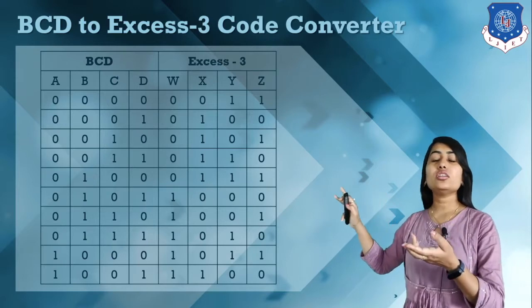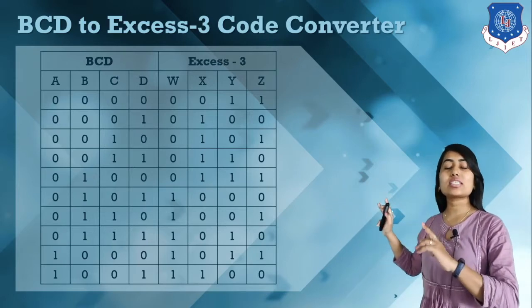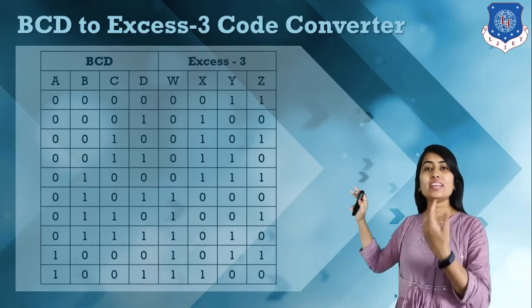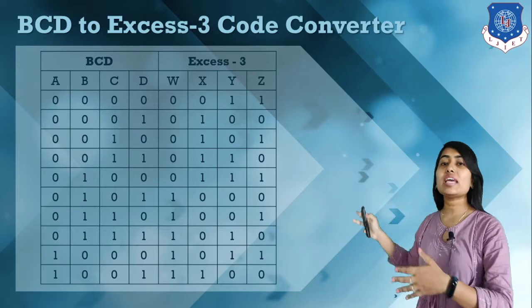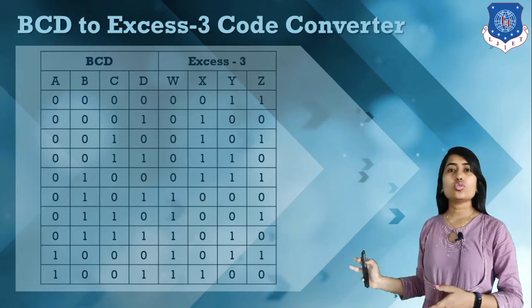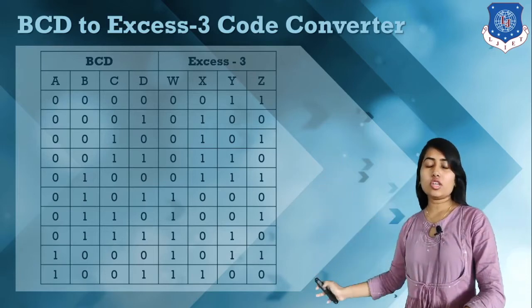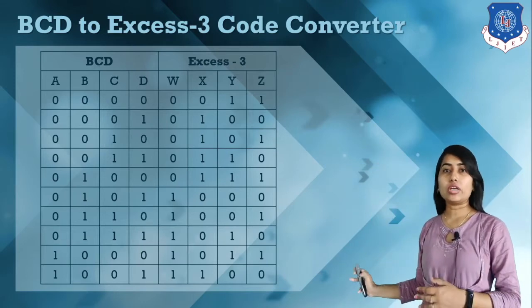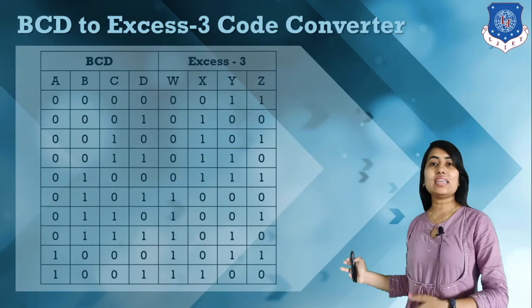Then for 0, 0, 0, 1 we have XS3 code 0, 1, 0, 0. BCD to XS3 means that if we add 3 to the BCD, we get the XS3 code. So here we write all the BCD values and the corresponding XS3 values.